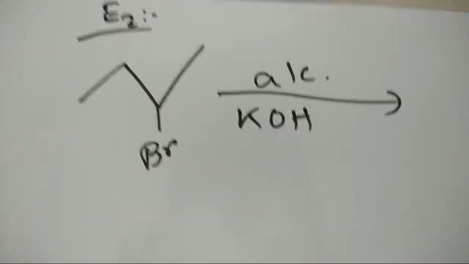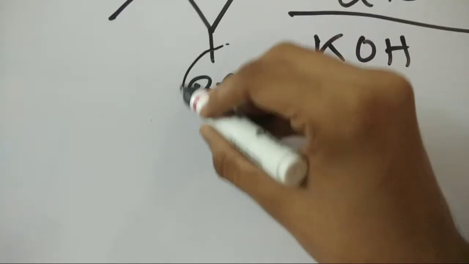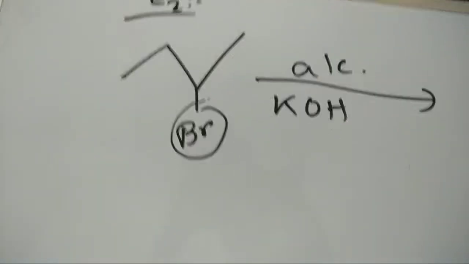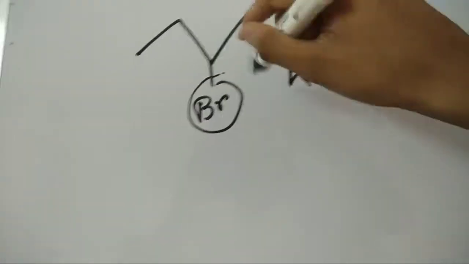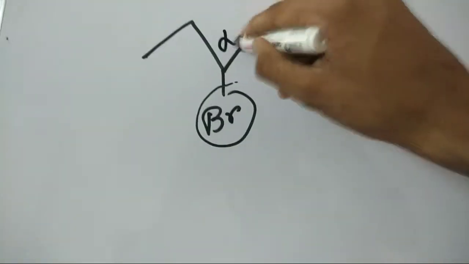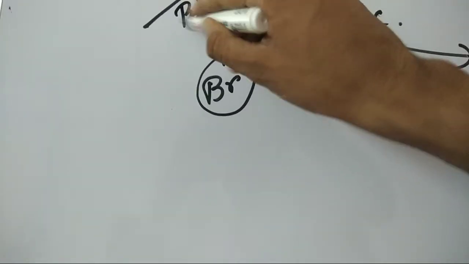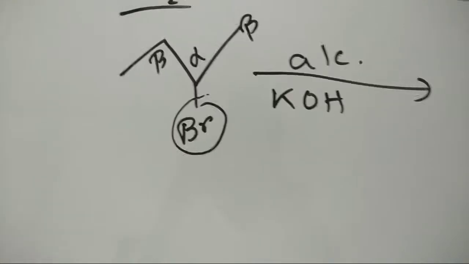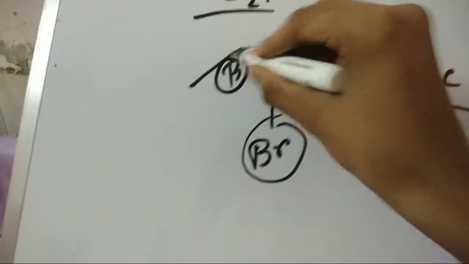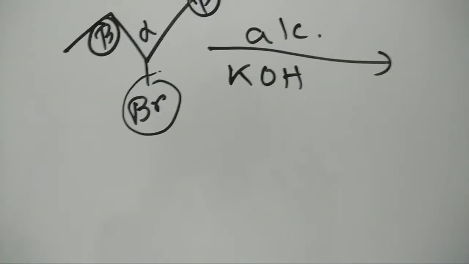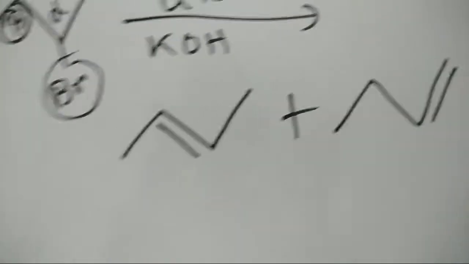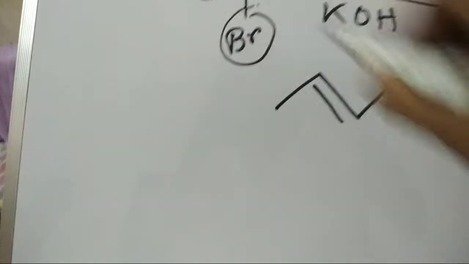So what will be formed here? Alcoholic KOH will always see hydrogen. So where Br is attached, this one will be alpha, this one will be beta, and this one will be beta. So there can be loss of H plus from this or from this. So what are the two probabilities that can be found? This or this. When there is a loss of H plus from this beta, this one is found. This one, then this one is found.